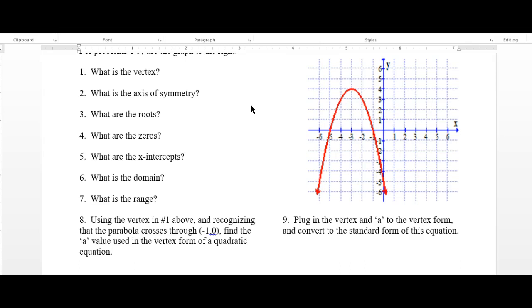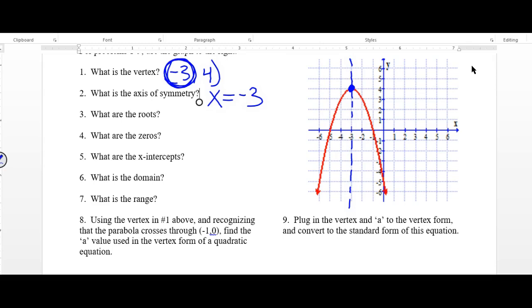Our vertex. The vertex is the tip of the parabola, the highest point or the lowest point, the maximum or minimum. In this case, the maximum right there is (-3, 4). The axis of symmetry is the vertical line that splits the parabola in half, makes it symmetrical. That axis of symmetry is always named by its equation, which is always x equals, and then however far over it's shifted. In this case, it's -3, the left 3 units.